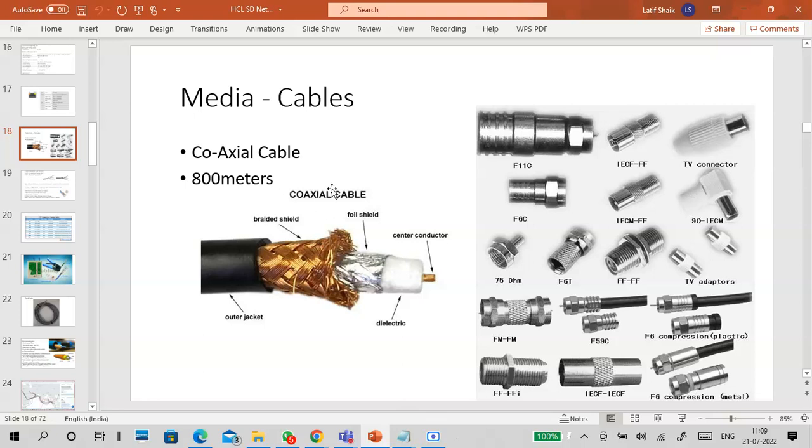One is coaxial cable. Usually these coaxial cables are used in dish TV and cable TV networks. We used them in India, but in other countries and some places, people still use coaxial cable for internet communication also, because they use both in the same combination, meaning both internet and TV come in the same cable network.